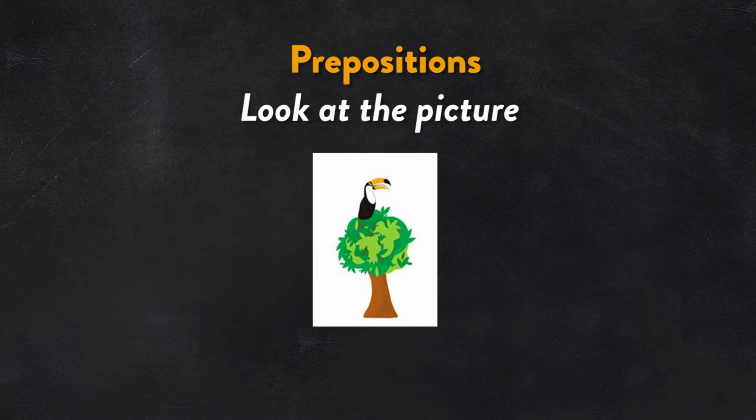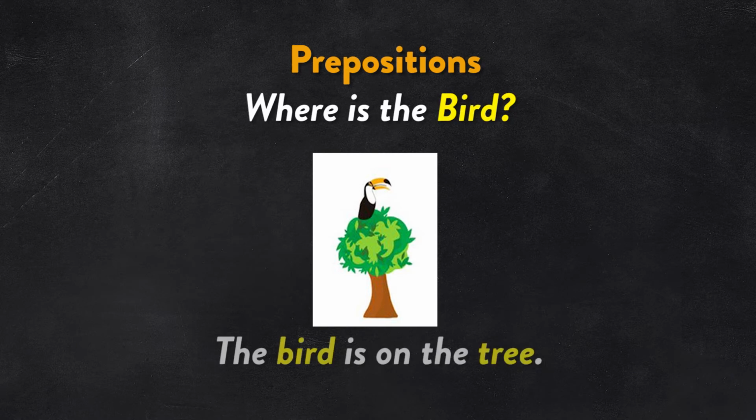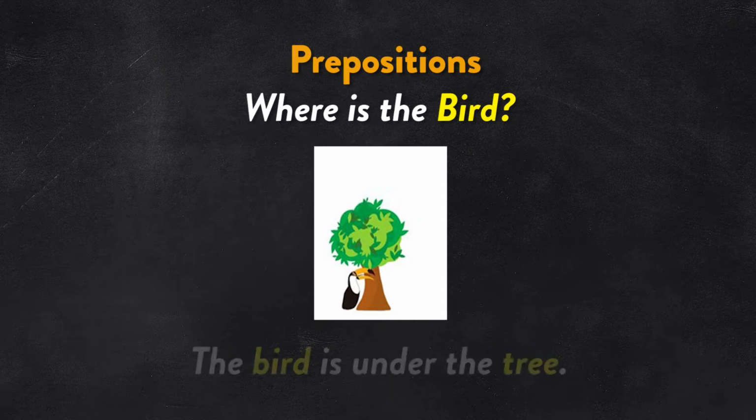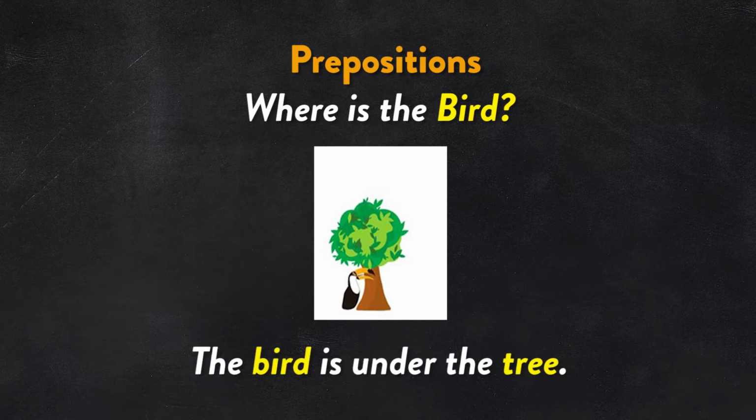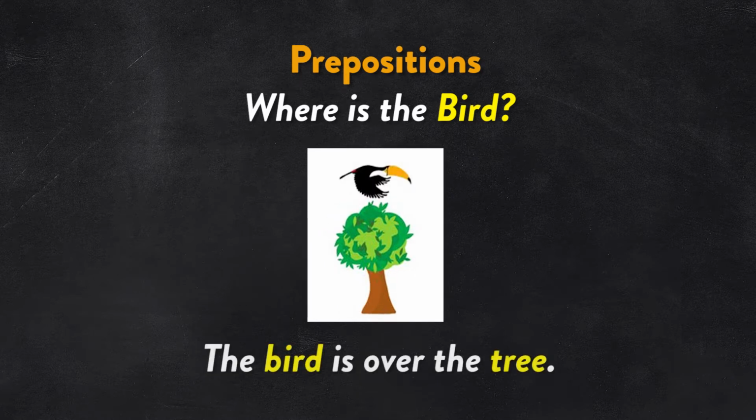Let's look at the second picture. What can you say about this one? Where is the bird? The bird is on the tree. The next one, you can see the bird under the tree. And in our next picture, the bird is over the tree.